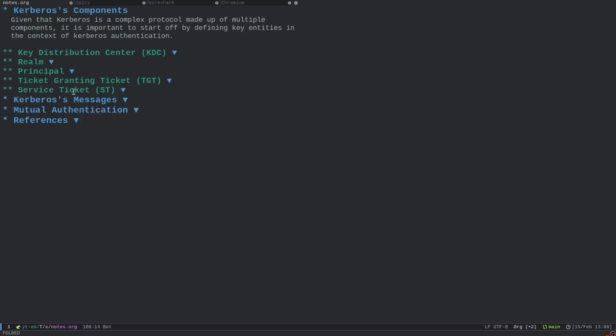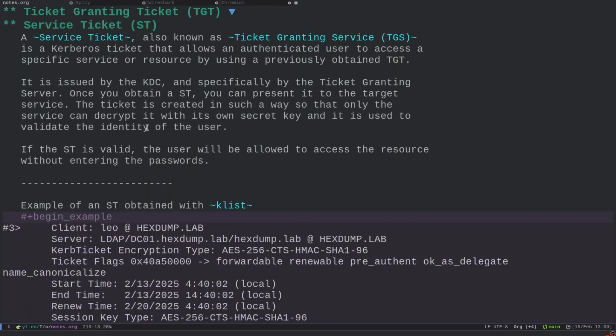So this is the ticket granting ticket, and then we have the service ticket. So a service ticket, which is also known as ticket granting service, I mean, Kerberos is really confusing with all these terms, but the idea is that this is the second ticket, right? And this ticket allows an authenticated user, which means a user authenticated to the Kerberos realm, to access a specific service or resource by using a previously obtained TGT.